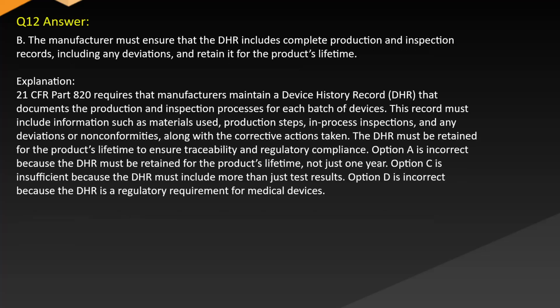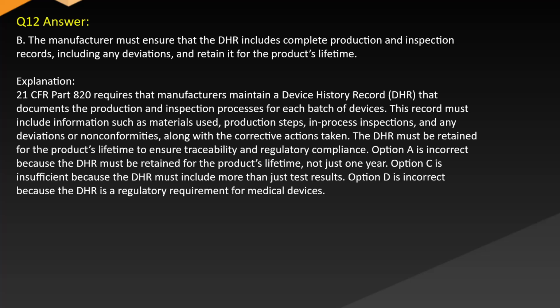Answer. B. The manufacturer must ensure that the DHR includes complete production and inspection records, including any deviations, and retain it for the product's lifetime. Explanation. 21 CFR Part 820 requires that manufacturers maintain a device history record (DHR) that documents the production and inspection processes for each batch of devices.